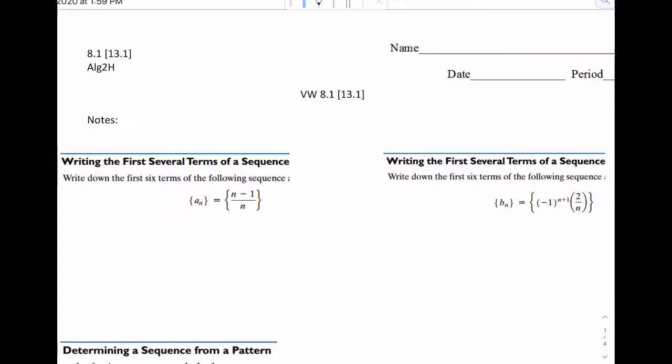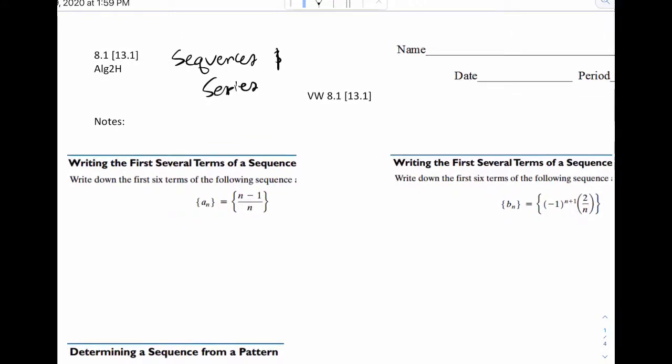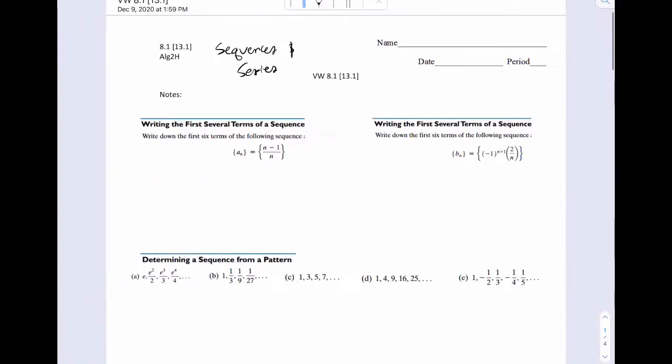Welcome to VW 8.1. Today we're doing the final unit of semester 1, and this is called Sequences and Series. So this will be a short unit. We're only going to have 3 total homework assignments on it, and then the quiz to wrap it up. So let's get right to it.